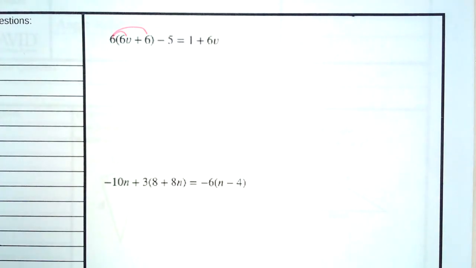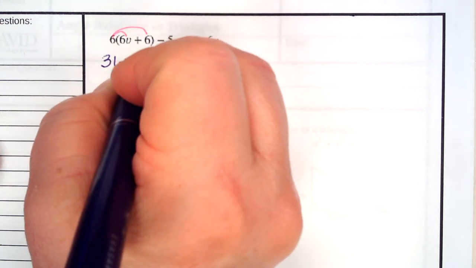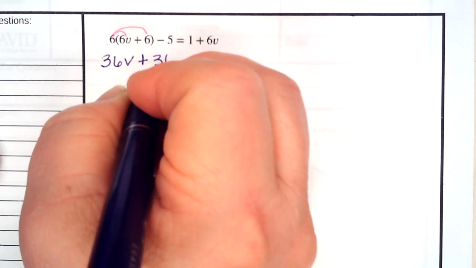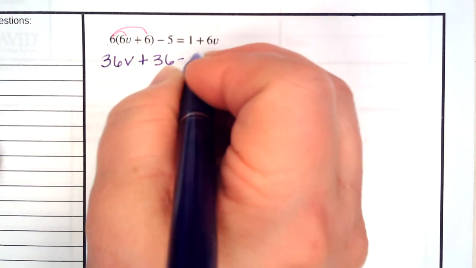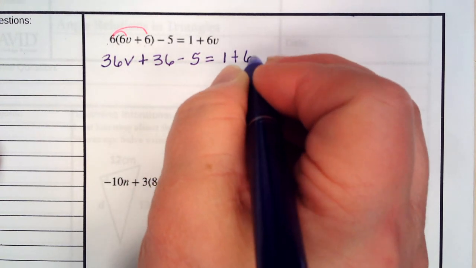First thing we do is what? Distribute. So 6 times 6v, 6 times 6 is 36, followed by the v. 6 times 6 is 36, it's plus 36. 6 times positive 6 is positive 36. Minus 5 is equal to 1 plus 6v.